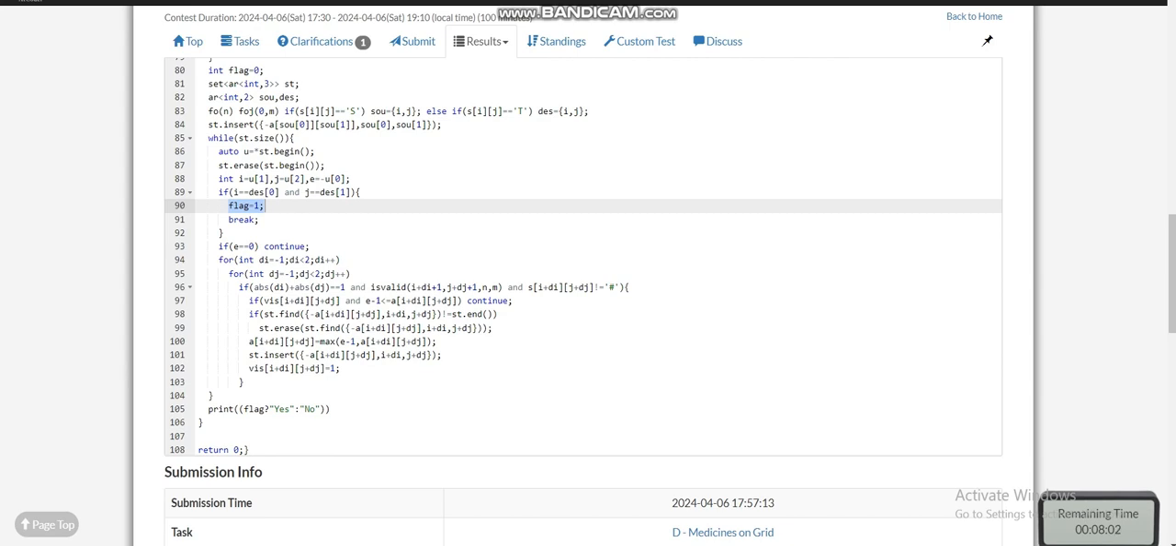Now, if E is 0, that means our current health is 0, then we can't move further. So that's why we are doing continue. We will move on to the next element of the set.